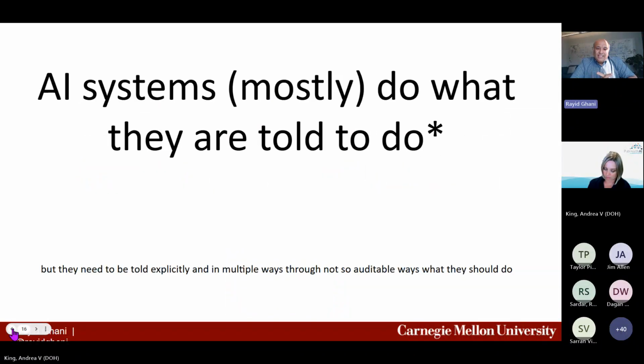So this one is, AI systems generally tend to do what they're told to do. They don't really have a mind of their own, again, unlike some of the marketing. The problem is they need to be told very, very explicitly, and they're told in lots of different ways. They're told through the data that they're given. If you take GPT, what GPT is, it's been given all the content they could find. And what it does is it learns how to predict the next word. That's the core capability of GPT.